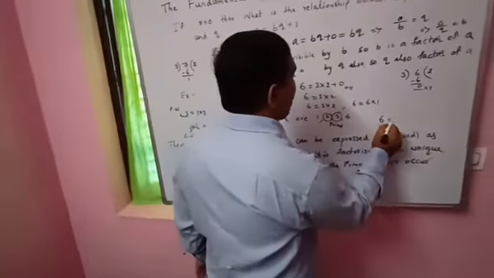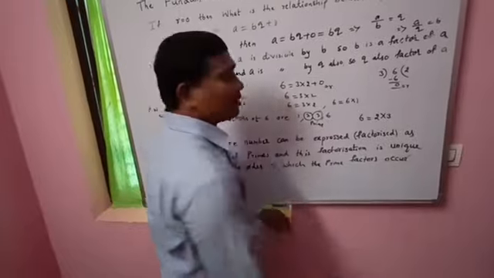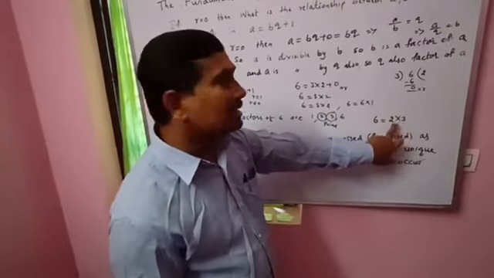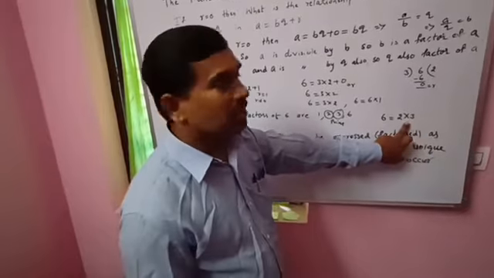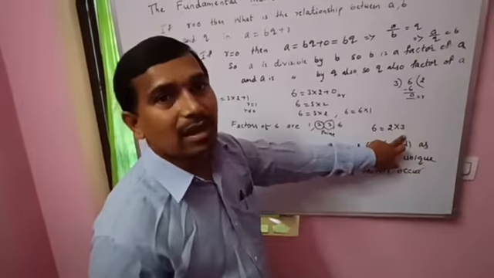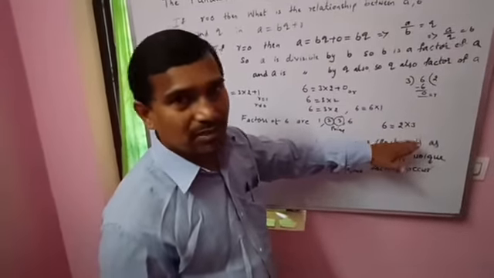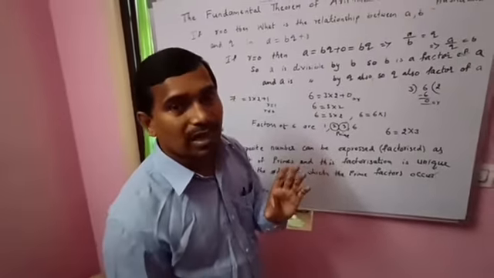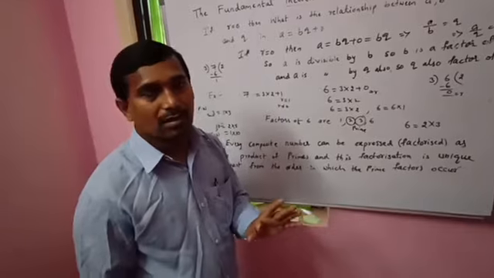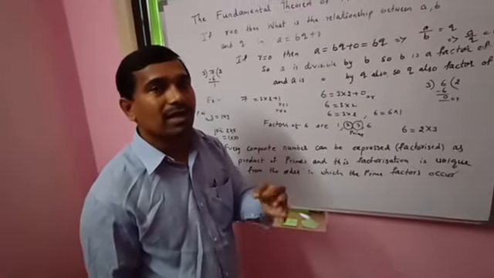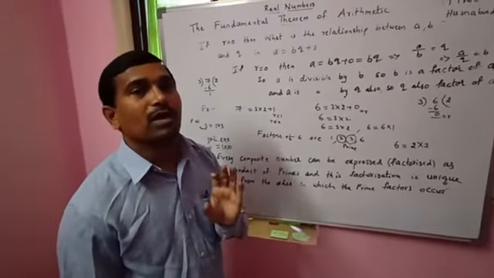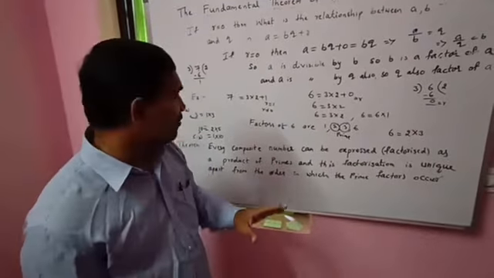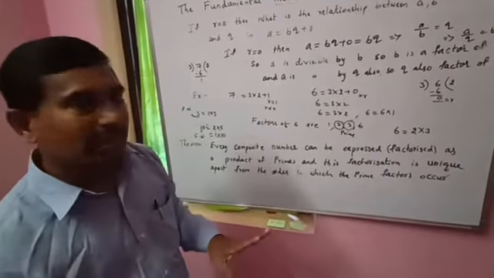If you write 6 as 2 into 3, 6 as factorized, here factors are 2 and 3, and these 2 and 3 are prime factors. So this factorization is called prime factorization. Are you getting it? If a number can be expressed, or can be factorized, as product of only prime numbers, that is called prime factorization. That is the fundamental theorem of arithmetic.